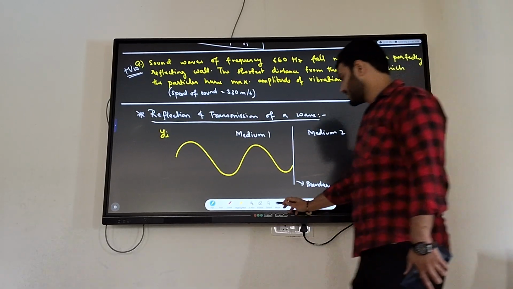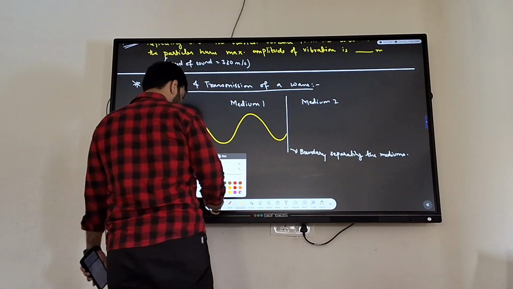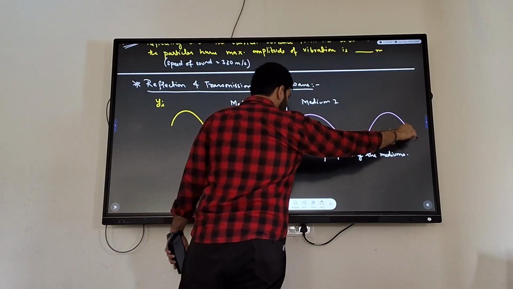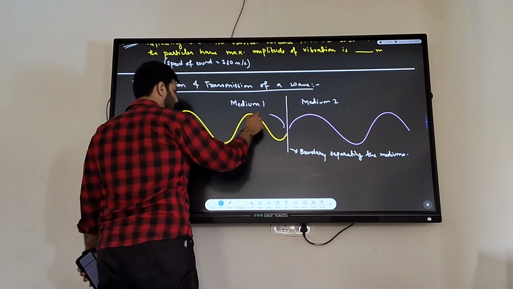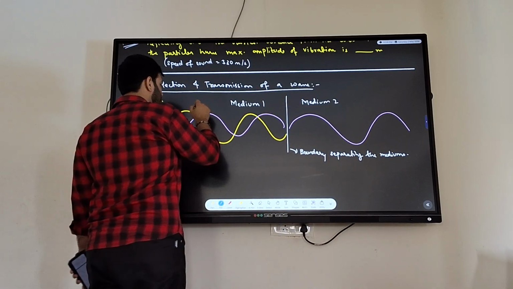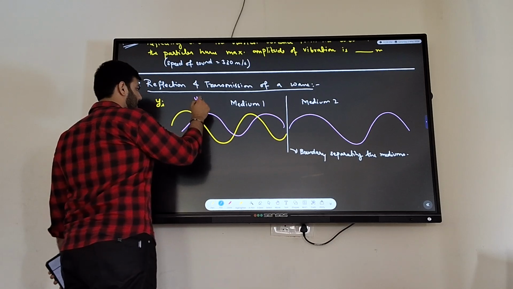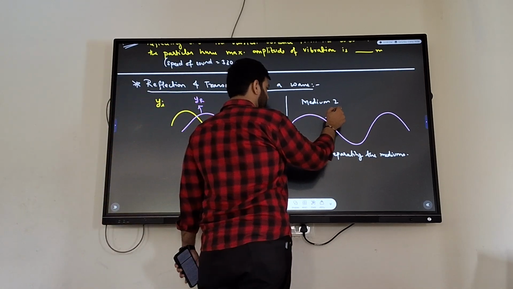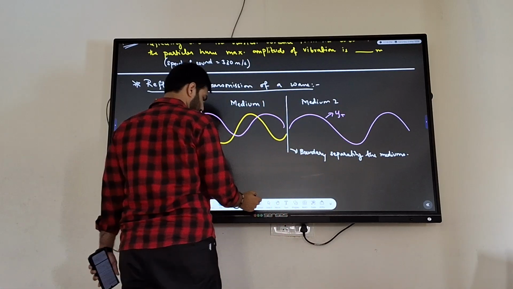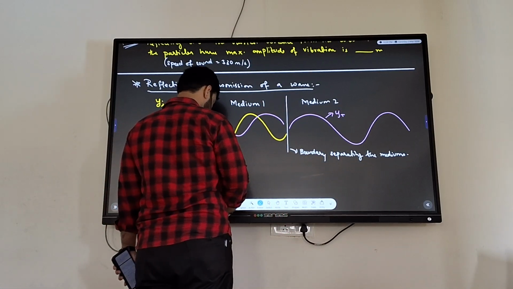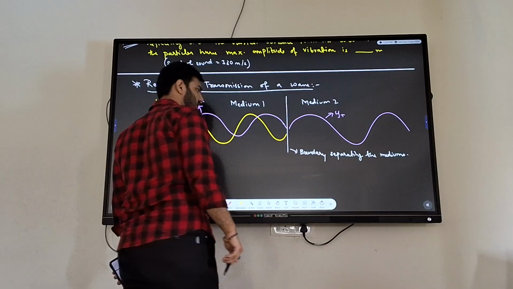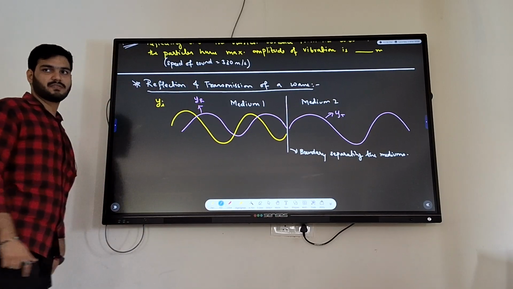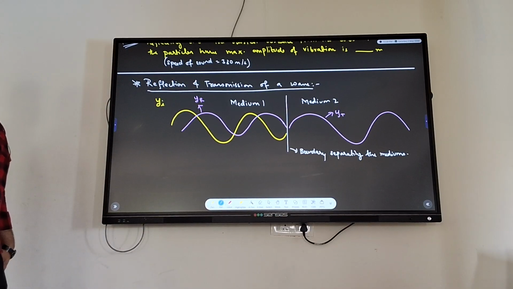Okay? So let me denote the waves. One of them may go like this, and the other may go like this. This is YR, the reflected ray, and the other is YT. Is it okay? I have given a very rough diagram of what is happening.